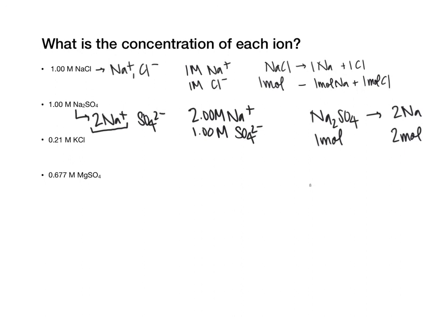So let's do something that's not 1 molar. For our potassium chloride, this breaks down into potassium and chloride ions. So we have 0.21 molar potassium chloride, and we have 0.21 molar potassium and 0.21 molar chloride ions.